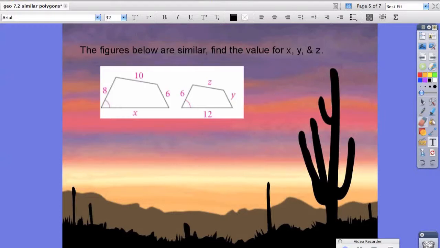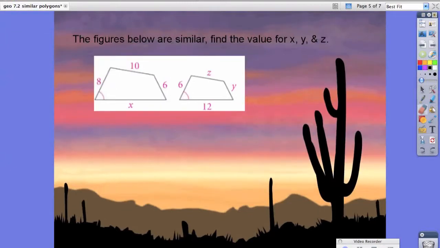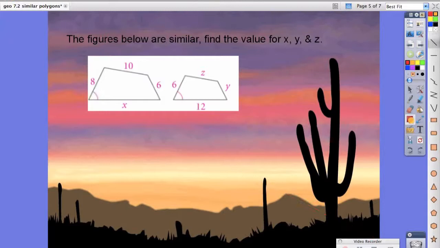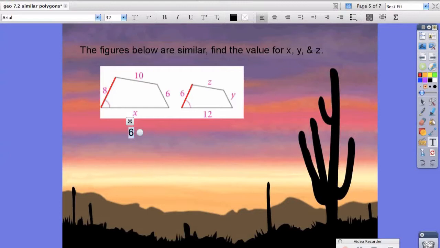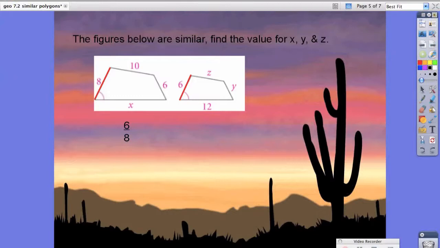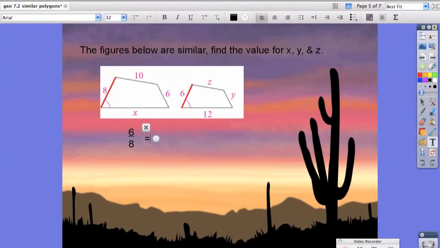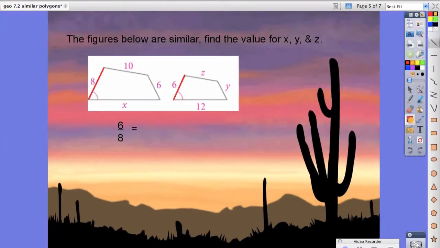So for example 3, since the figures below are similar, find the values for x, y, and z. So I'm telling you that they're similar. Now the ratio between, say, the two left sides. So if we look at the two left sides, we have this left side of the trapezoid, and we have the left side of this trapezoid. So if we compare these two, that ratio is 6 to 8 for the small one to the big one, and that's going to be equal to the ratio of the two bottom ones, which we'll do in blue.